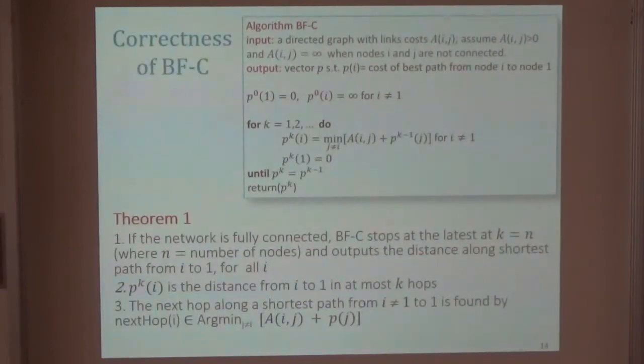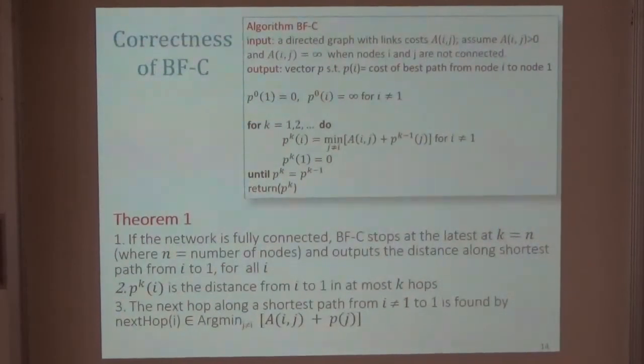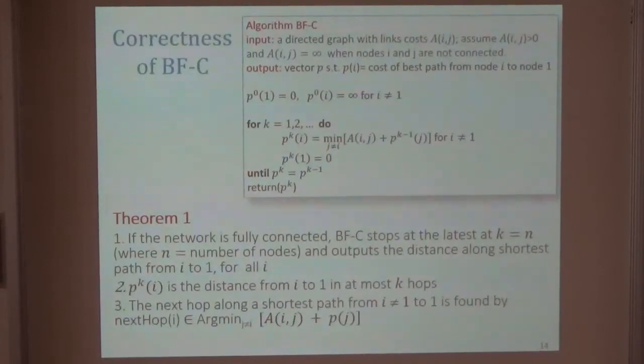Now, this tells us why this algorithm works. If you have a finite graph that is connected, so if there is a path from anybody to destination 1, then the shortest path will be in a number of hops that is bounded by the depth of the graph. So in the worst case, the number of nodes minus 1. So there is a finite k such that the algorithm will stop. It will stop when it will have reached the diameter of the graph here.